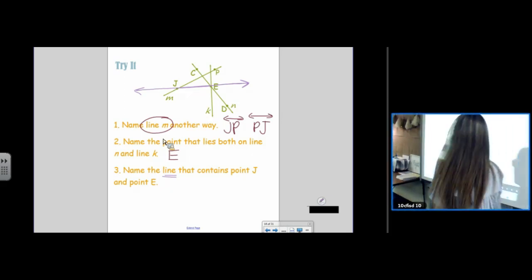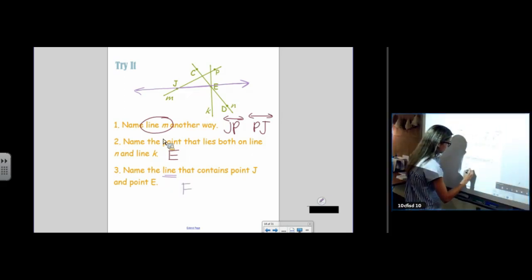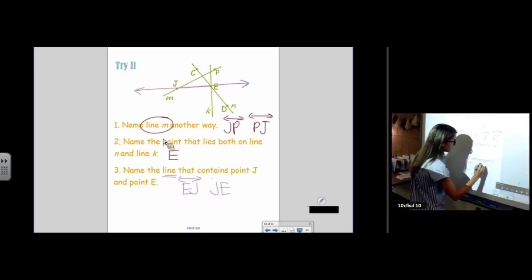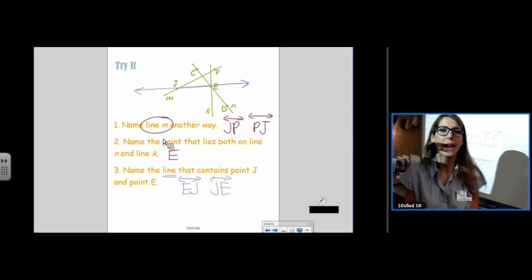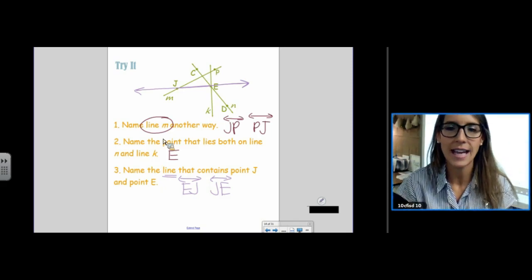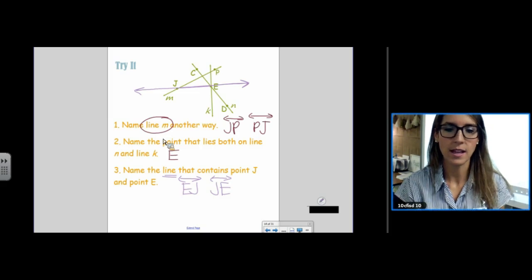And that line's name is either EJ or JE. There's only 2 ways to name this one because we don't have a lowercase italicized letter that they gave us. If they gave us one, there'd be 3 ways. In this one, there's only 2 ways. Yes, order doesn't matter. So good. Be careful. Just because something isn't drawn doesn't mean it isn't there. Could I put a line through those points? Yes, I could. All right.